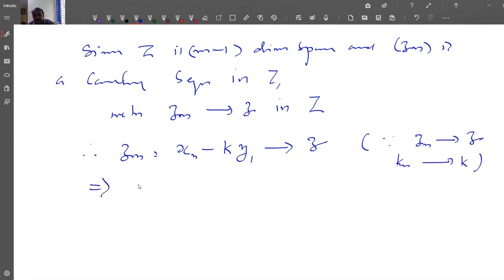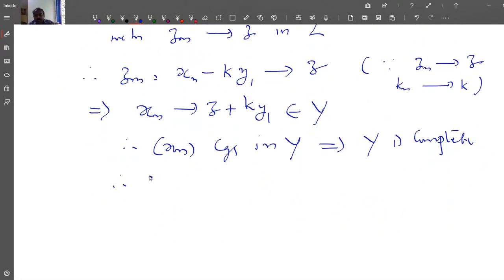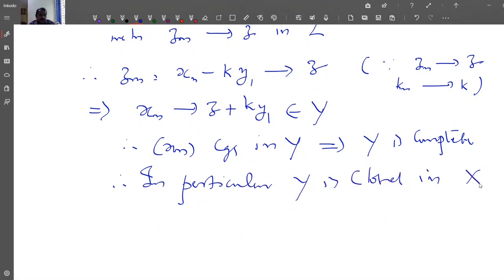This is because z_n converges to z and k_n converges to k. And this implies x_n converges to z plus k y1. And you know z is an element in Y, y1 is an element in Y, so this belongs to Y. Therefore, x_n converges in Y. So you have a Cauchy sequence x_n which converges in Y. So this implies Y is complete. And we have Y is complete, Y is finite dimensional, therefore Y is closed in particular, Y is closed in X.